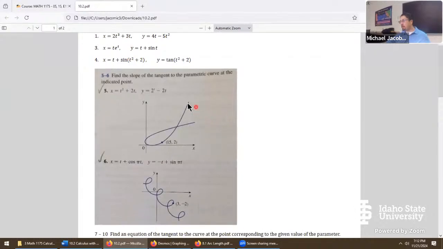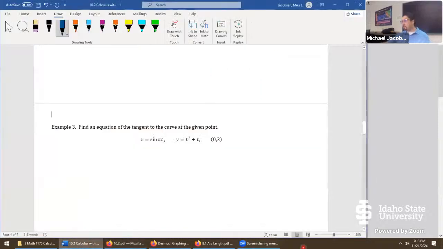The problems we're about to do are similar to problems 5 and 6. There's a parametric curve provided, parametric equations, and they provide you with some point. We want to find the slope of the tangent line at that indicated point. But this is a trickier problem than it really seems. So on the notes, let's put down just a little quick statement: similar to numbers 5 and 6 on the homework.